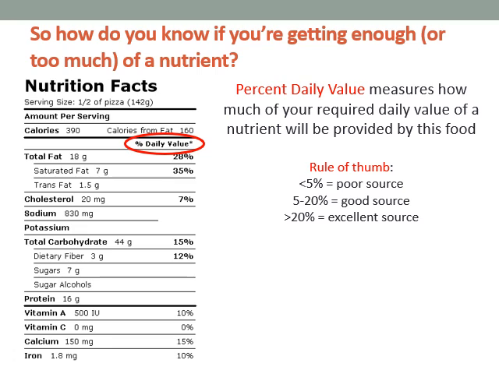Okay, so that percent daily value that you see on your nutrition label measures how much of your required daily value of a nutrient is provided by this food. So as a rule of thumb, less than 5% of your daily value is a pretty poor source. 5 to 20% is a good source, and over 20% is an excellent source. Keep in mind, though, this is your rule of thumb.